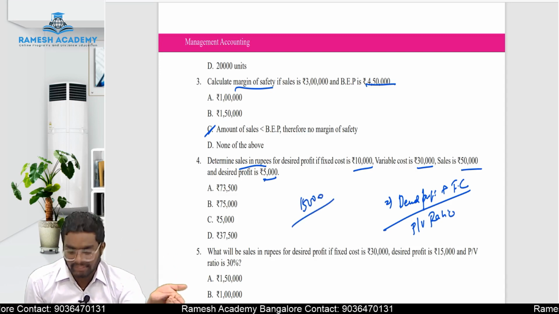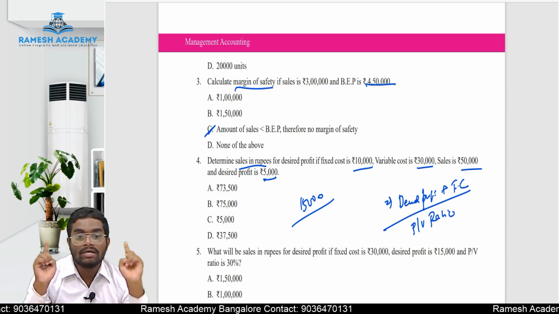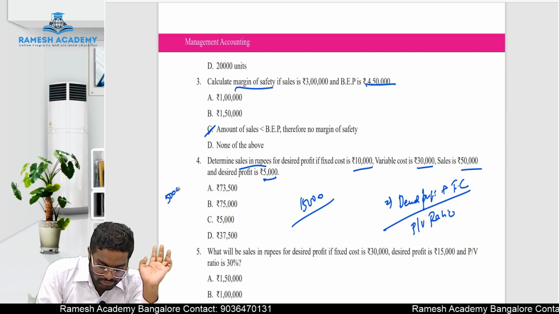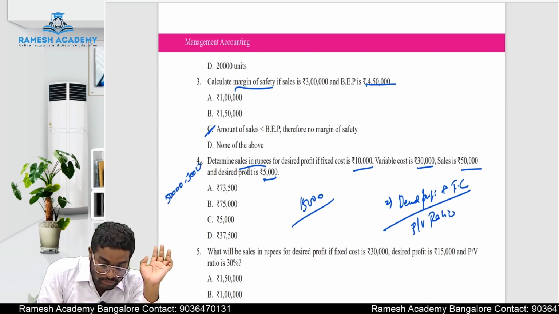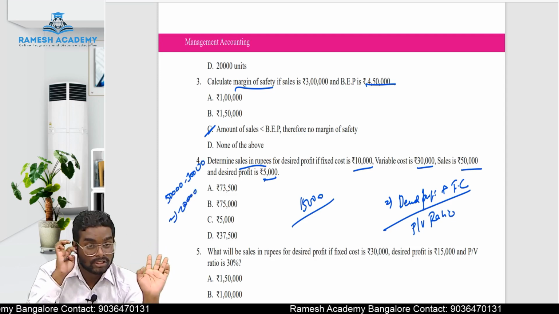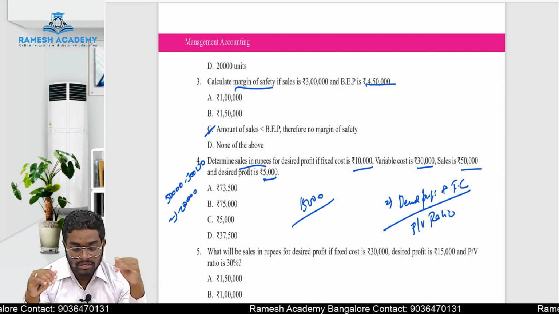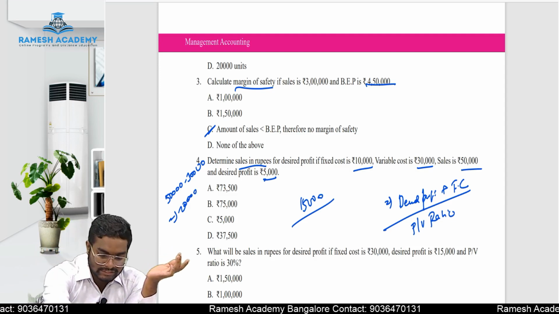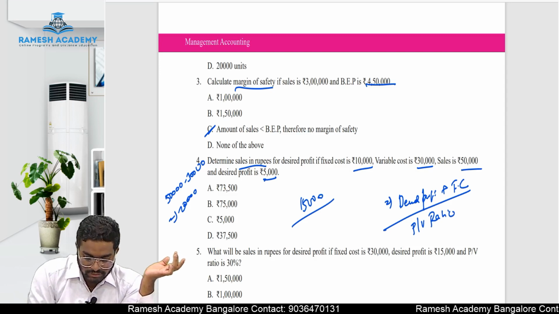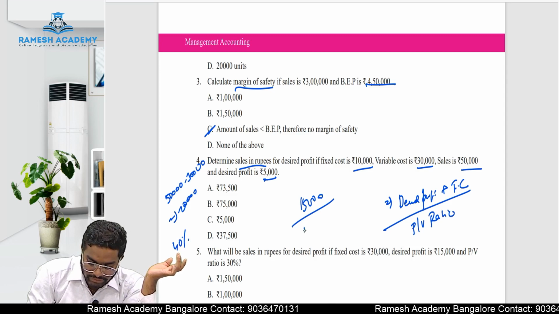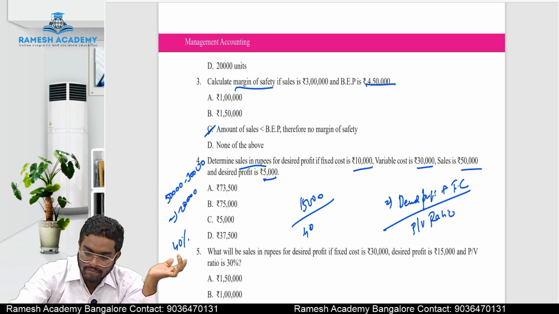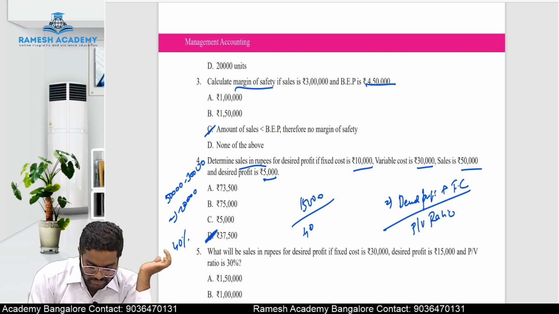How do we calculate the PV ratio? Contribution by sales. So what is the contribution here? Sales 50,000 minus variable cost 30,000 is equal to 20,000. So 20,000 is my contribution. So what is my PV ratio formula? Contribution by sales into 100. So here it is 20,000 divided by 50,000 into 100, which means 40% is my PV ratio. So if I divide it by 40%, it will be 15,000 divided by 40%, it is again 37,500.